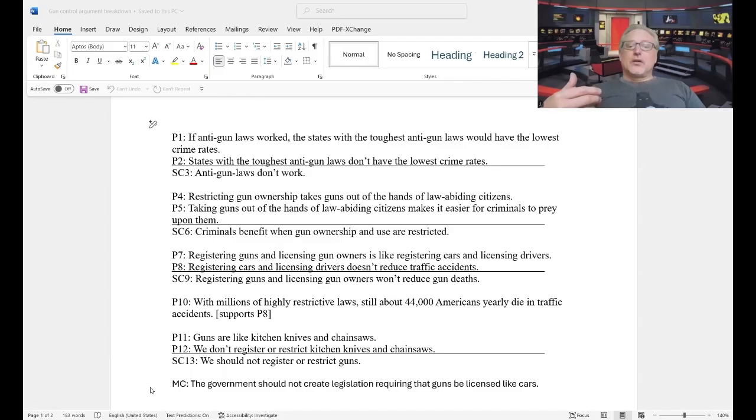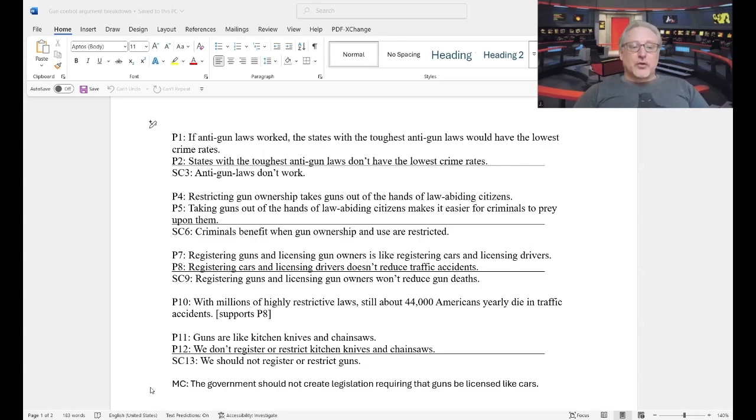Well, again, requiring that guns be licensed like cars is restricting gun ownership and use. So, yeah, they seem to be talking about the same thing. The subordinate conclusion does seem to support the main conclusion. Registering guns and licensing gun owners won't reduce gun deaths. Therefore, the government should not create legislation requiring that guns be licensed like cars. Okay, well, in this case, the subordinate conclusion is specifying that it's talking about the same kind of laws, and it says it won't reduce gun deaths, therefore, we shouldn't create this legislation. Makes sense to me.